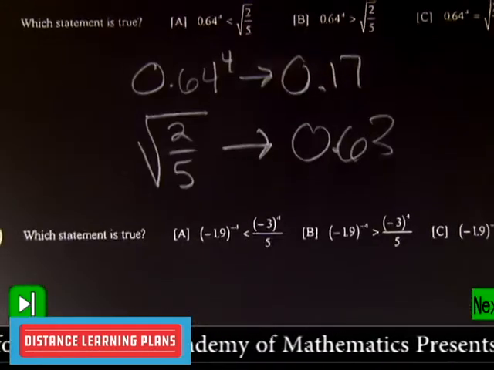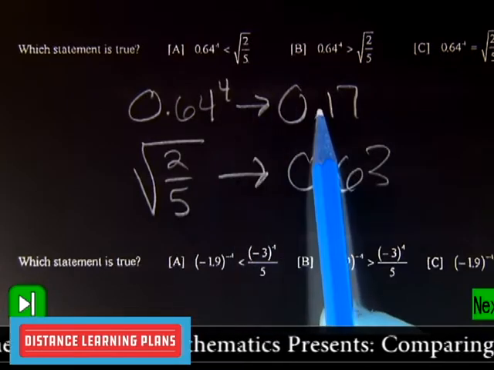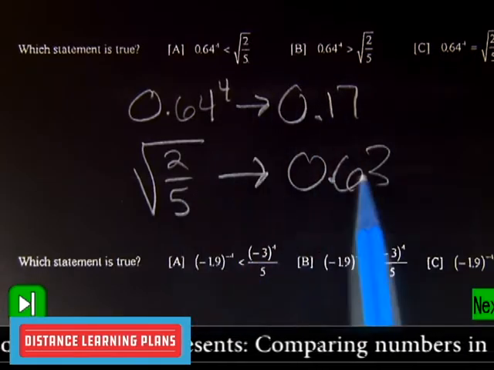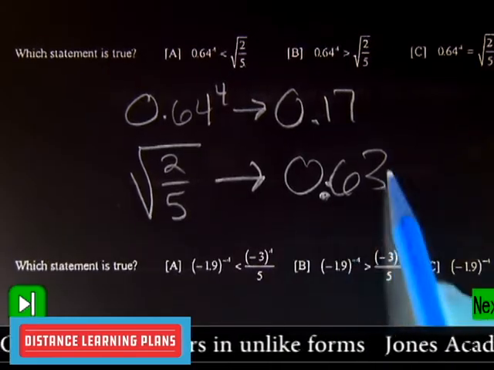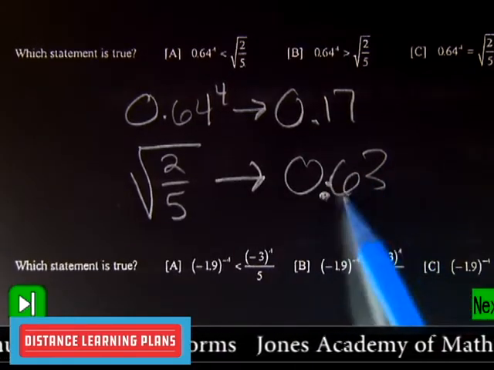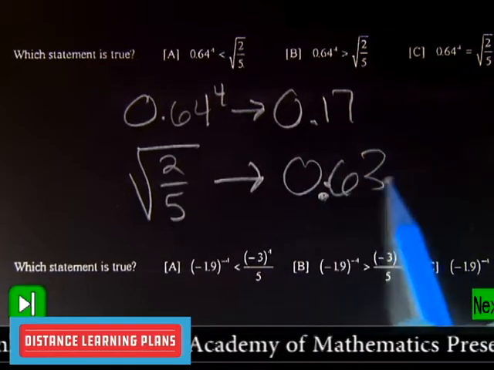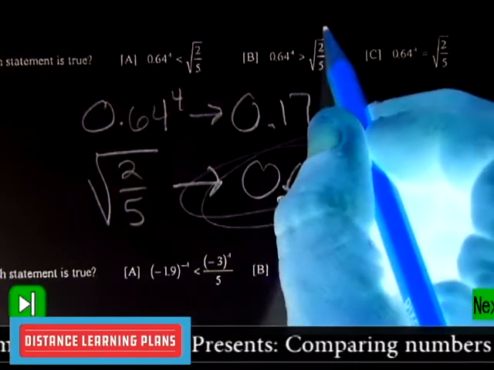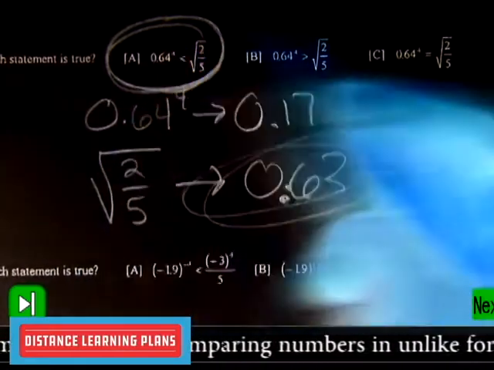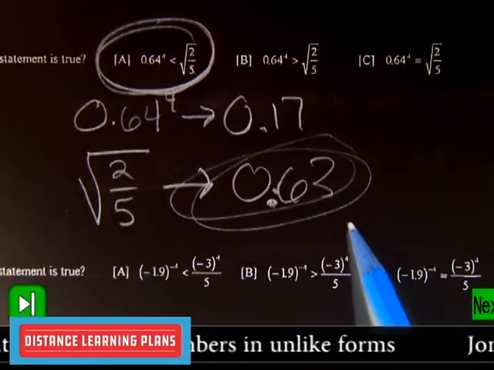0.63. All right, so we know that 0.64 gave us this guy, and the square root of 2/5 here gave us this decimal right there. So clearly 0.63 is going to be bigger than 0.17. So we want to make sure if you're doing the alligator eating the bigger number, you want to go with answer A right there so that you're eating the square root of 2/5.